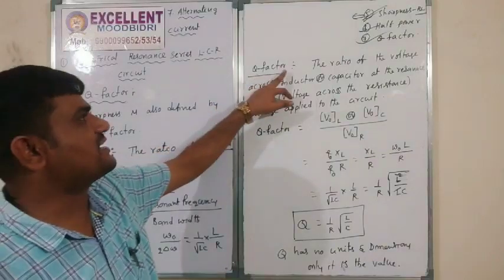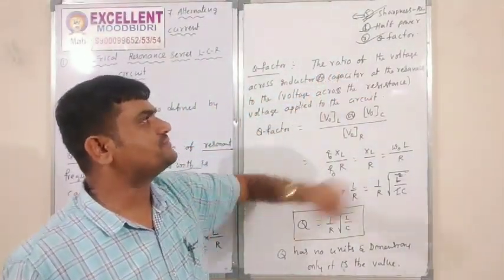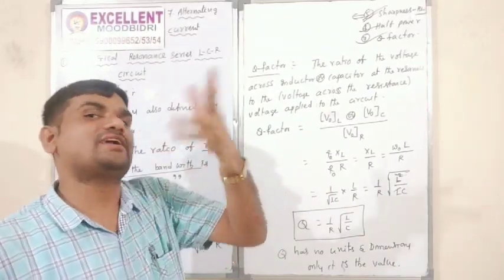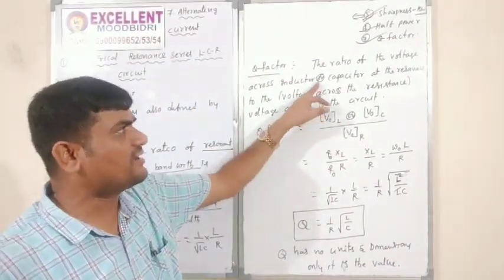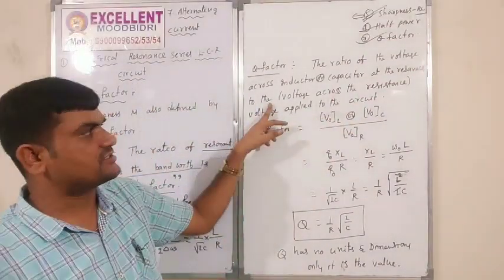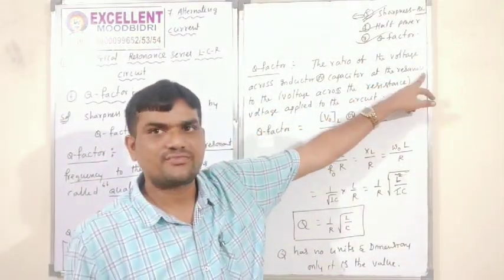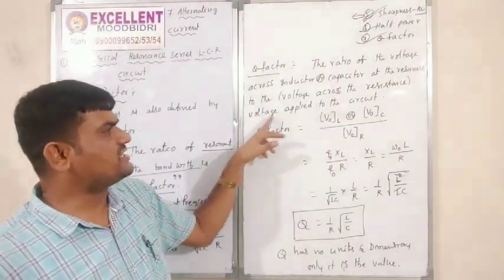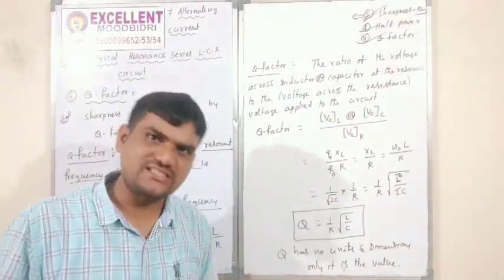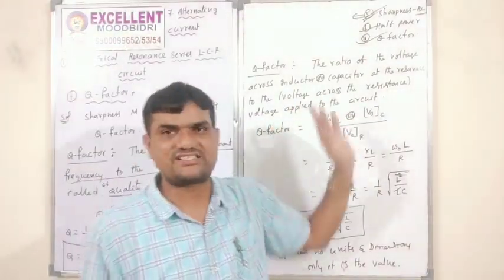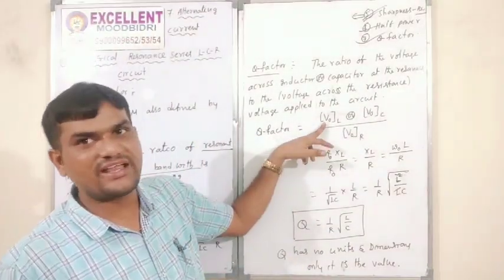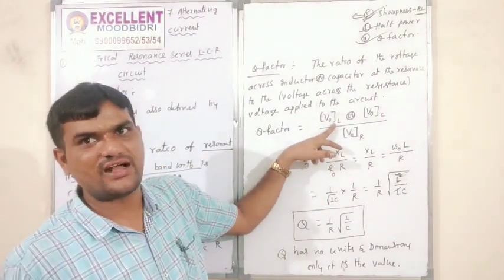Right, so another definition also. What is another definition? Q factor is equal to the ratio of the voltage developed in the inductor, or else the voltage developed in the capacitor, at the resonance, to the voltage applied to the circuit. Voltage applied to the circuit means voltage across the resistance. That's what here: Q factor is equal to the voltage developed in the inductor. What is that? V0 into V0 suffix L, or else VL, no problem.